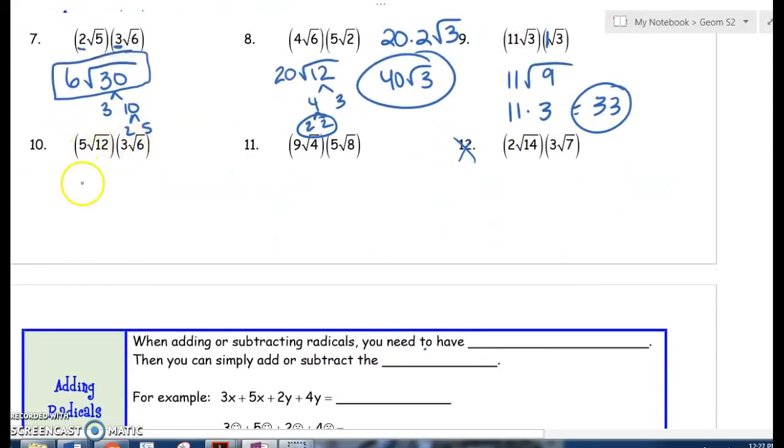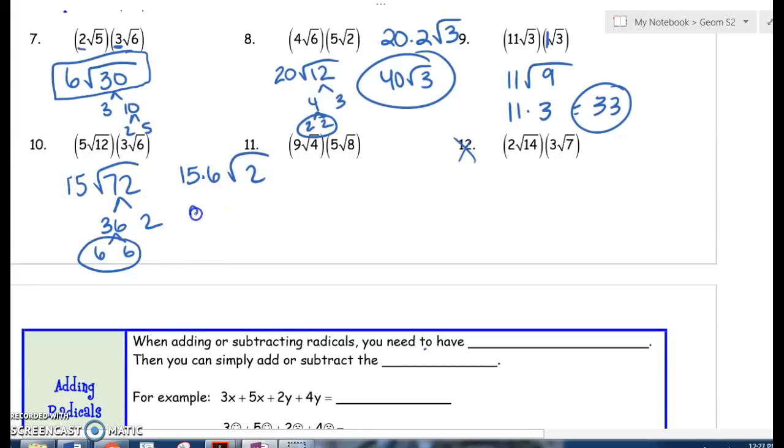For this guy, you do 5 times 3, you get 15. 6 times 12, you're going to get 72. And then you just break it down. 36 times 2, 36 breaks down to 6 times 6. So notice we have a pair of 6's. I'm just going to stop there. The 6's are going to join the 15 out in front, and the 2's underneath. You multiply it together, you get 90 root 2. And that would be your answer for that one.